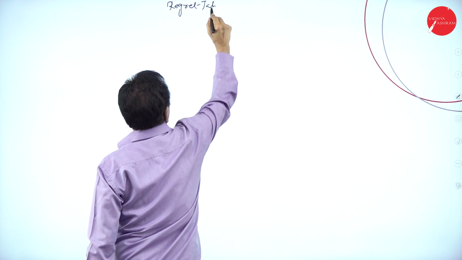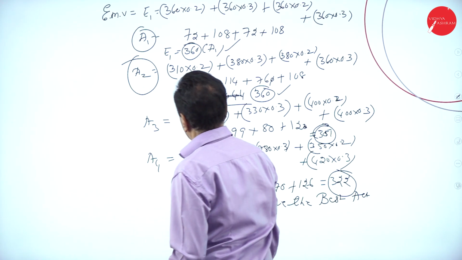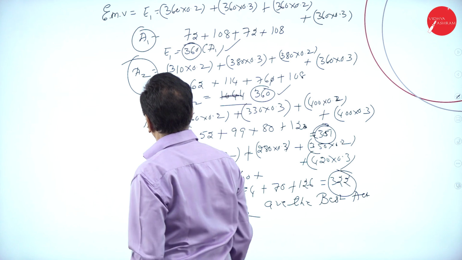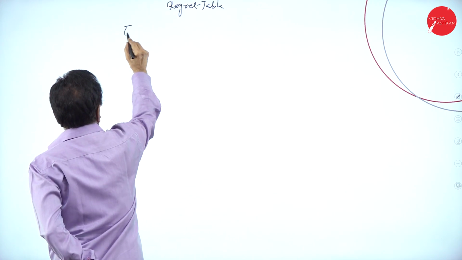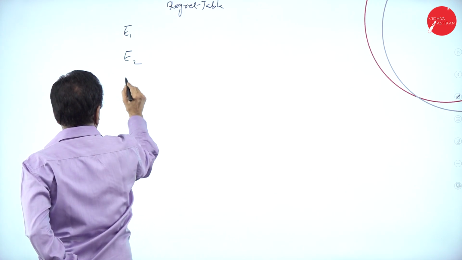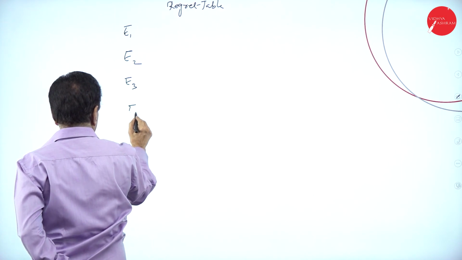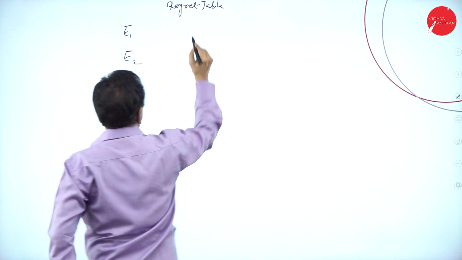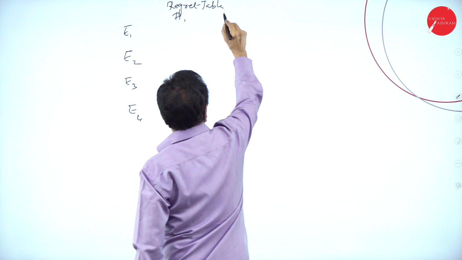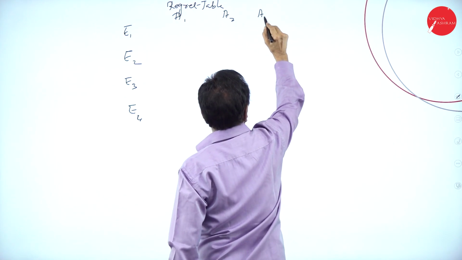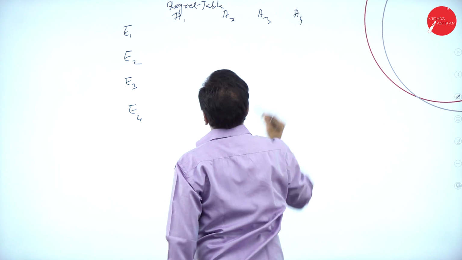Regret table. E1, E2, E3, E4, E1, E2, E3, E4, A1, A2, A3, A4.